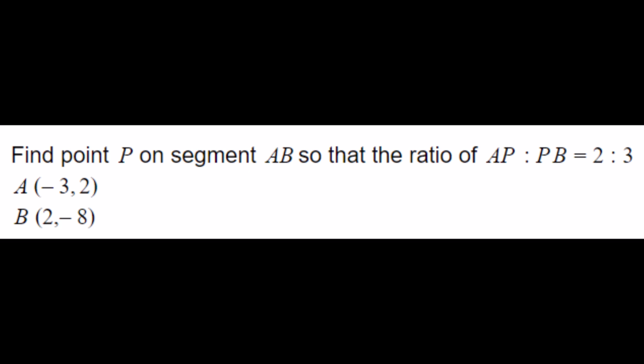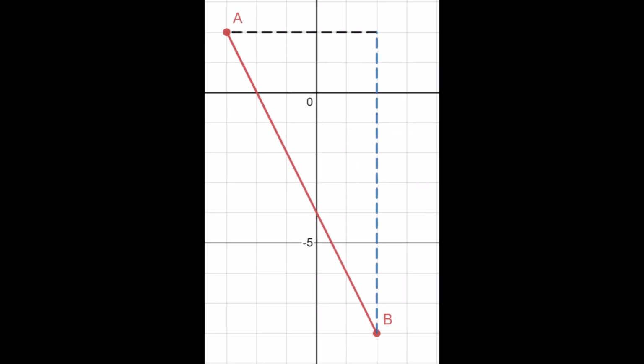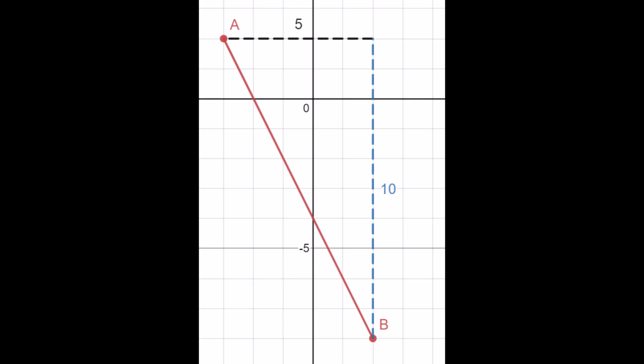Let's do graphing first. So first thing, let's graph the segment AB. Here you can see we've graphed the segment in red with A at -3, 2 and B at 2, -8. Next, find the x and y distance between the 2 points. The dashed black line represents the x distance and the dashed blue line represents the y distance. As we can see, the x distance is 5 and the y distance is 10.